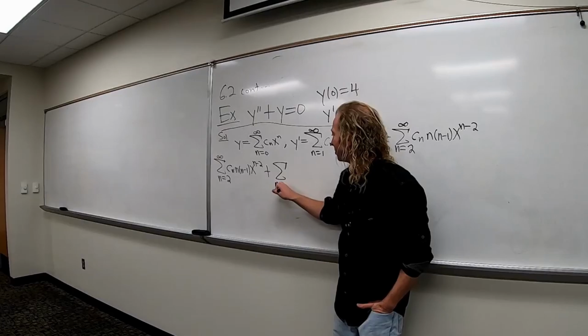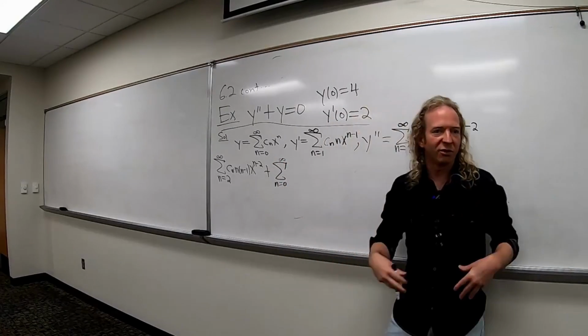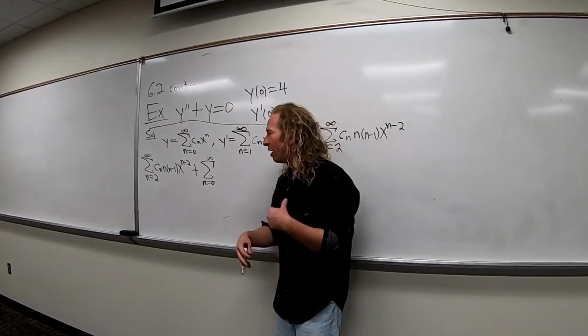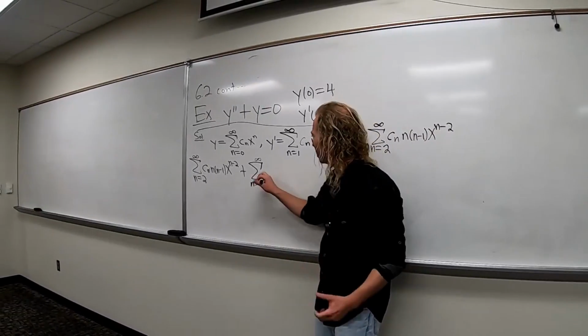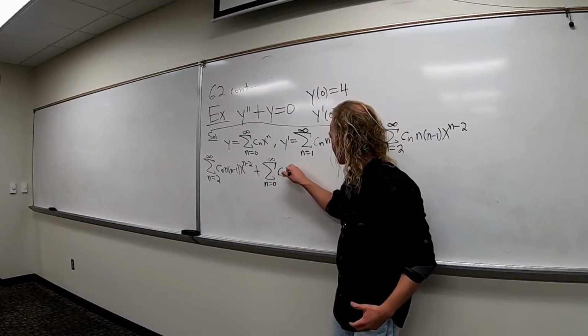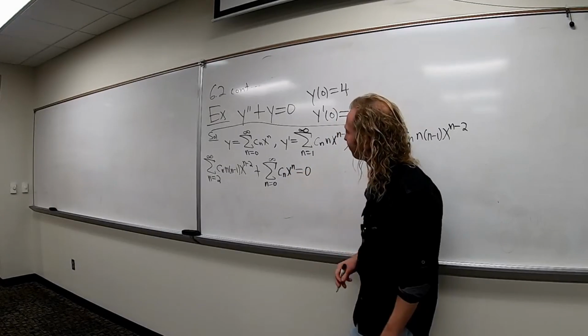I know when you're copying notes and writing this down, it's a lot of notation, right? The summation symbols, the infinities, it's a lot to write. So c sub n, x to the n, and that's equal to 0.